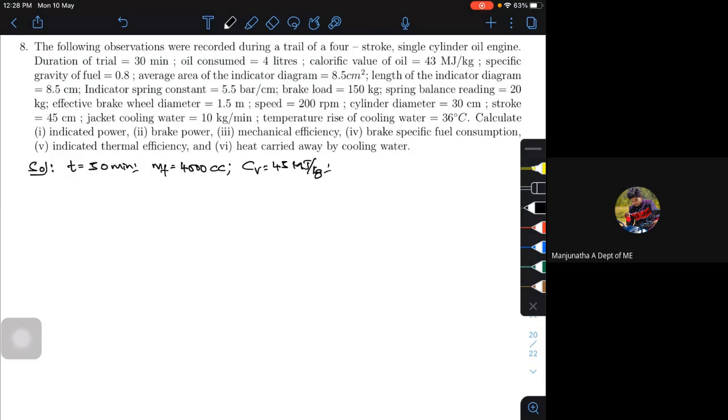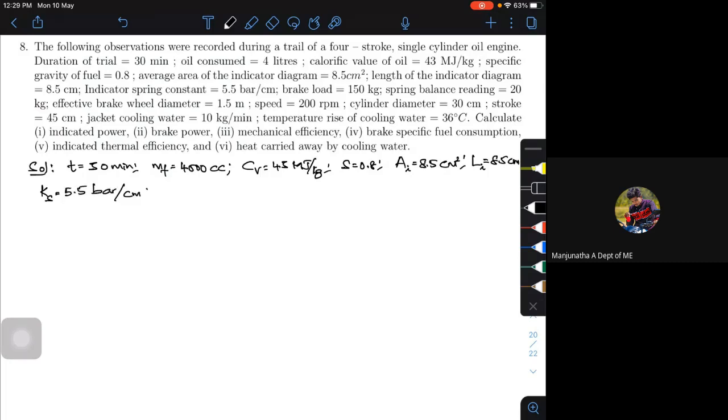Area of the indicator diagram, let me call it capital A, A_I. They have given it as 8.5 centimeters square. Then the length of the indicator diagram, L_i, is equal to 8.5 centimeters. There is one spring actually, so there is a spring constant, capital K_s, which is 5.5 bar per centimeter.